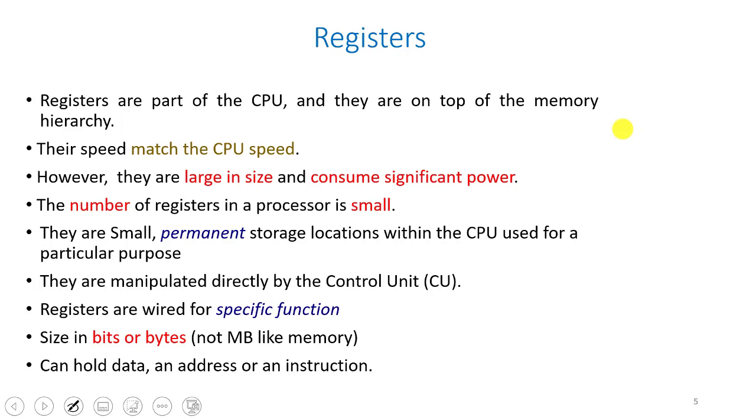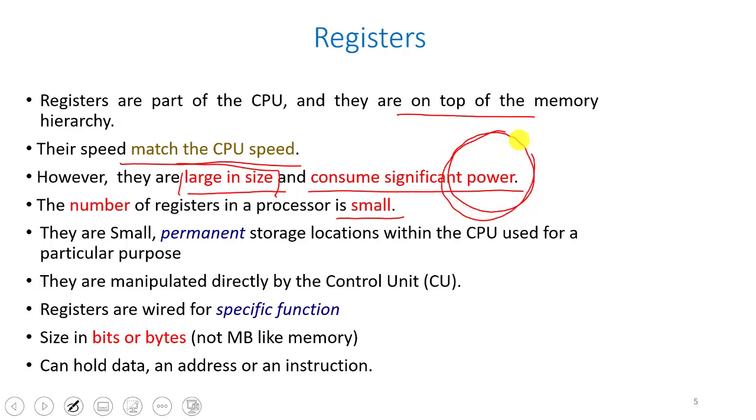So registers are part of the CPU, and they are on top of the memory hierarchy. Their speed matches the CPU speed. They are large in size and consume significant power. This makes the number of registers small. Why? Because they are large and consume a lot of power. What's the problem with power? Consuming power means heat. Heat is not a good thing for electronic devices, and so for that we cannot put a lot of registers. So they are small permanent storage locations within the CPU.